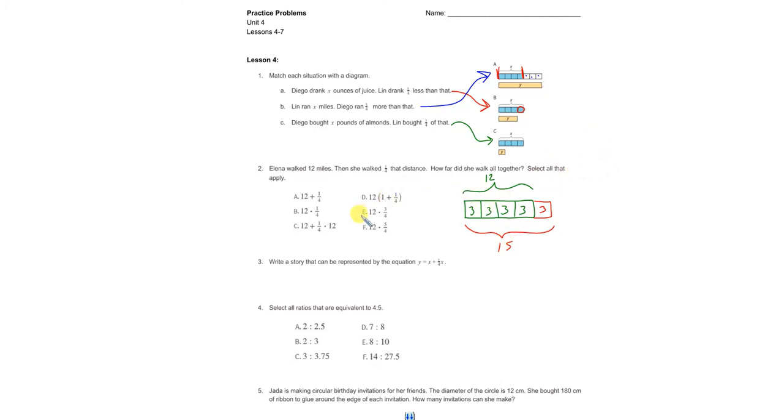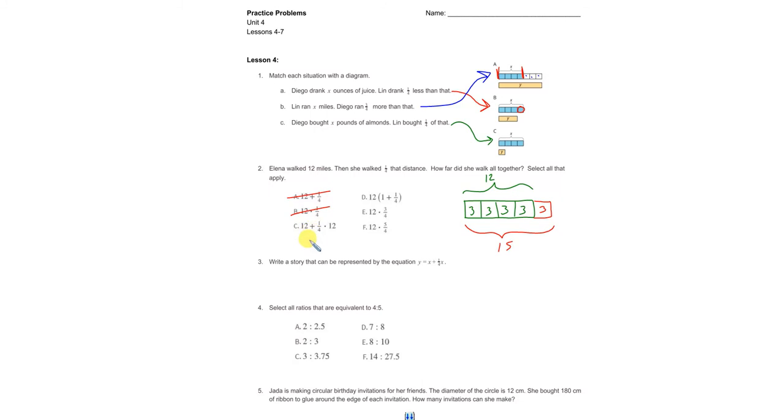But what they want to do is they want to show that with an expression. So which of these would equal 15, if you work them out, right? Well, just adding a quarter to 12 doesn't cut it. That's going to be 12 and a quarter, not 15. So that doesn't make any sense. If you multiply a quarter times 12, you get 3, which is how much you need to add on to get 15. So that one doesn't work.